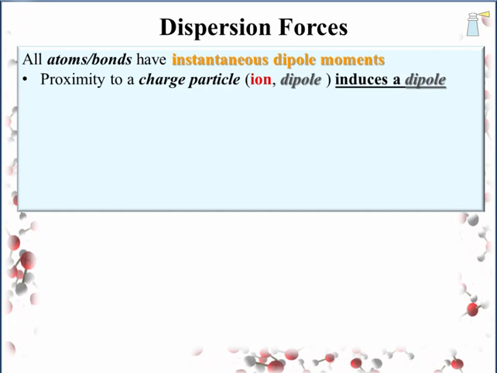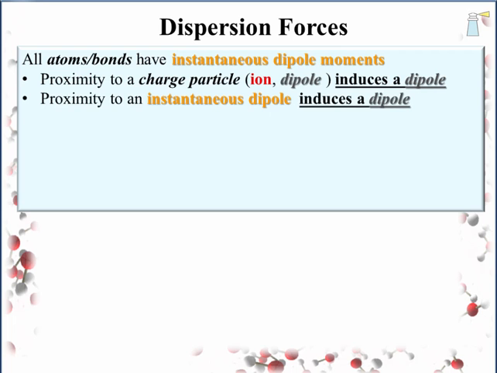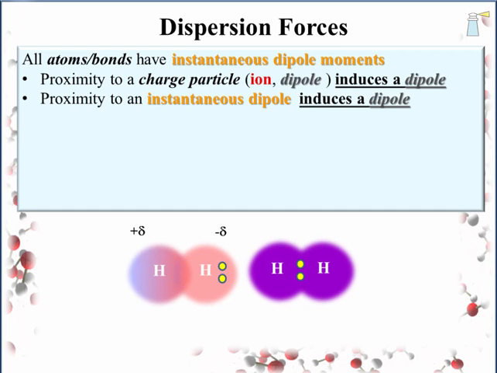Previously, we saw that the proximity to a charged particle like an ion or a dipole induces a dipole. How big of a leap is it to suggest that the proximity to an instantaneous dipole induces a dipole? Bringing back the H2 molecule in its instantaneous dipole form and putting it in the proximity to a neutral H2 molecule, the small partial charge of the instantaneous dipole can still influence the distribution of the electrons in the neutral molecule. The mild electron repulsion will have the effect of generating a small but relevant induced dipole in the once neutral H2 molecule.